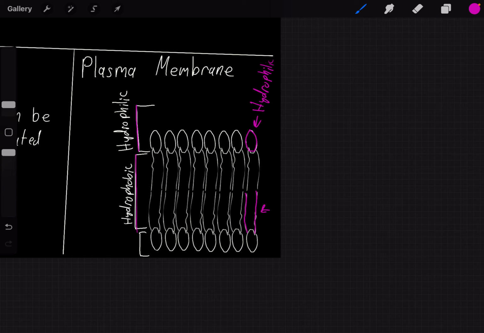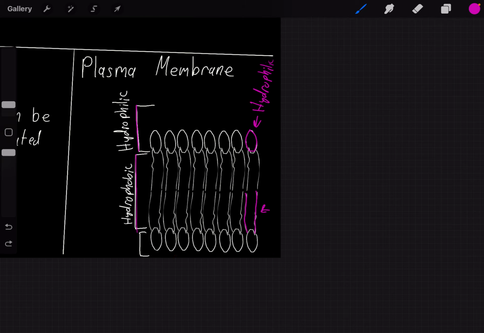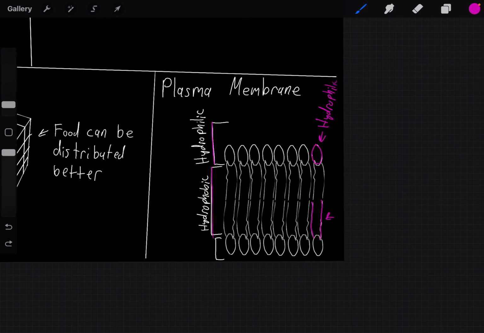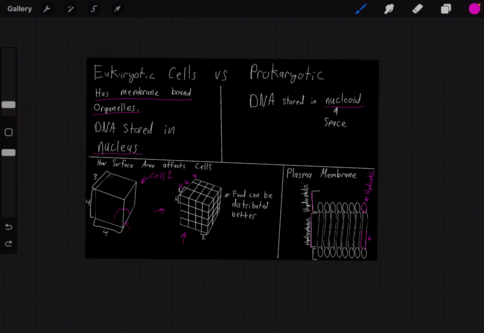And why this is important is because this area right here would be a liquid, so it'd be hydrophilic. The side inside the cell would be hydrophilic too. So it needs a hydrophilic outside, and the hydrophobic inside will help with other things like selective permeability and just helping keep the cell intact.